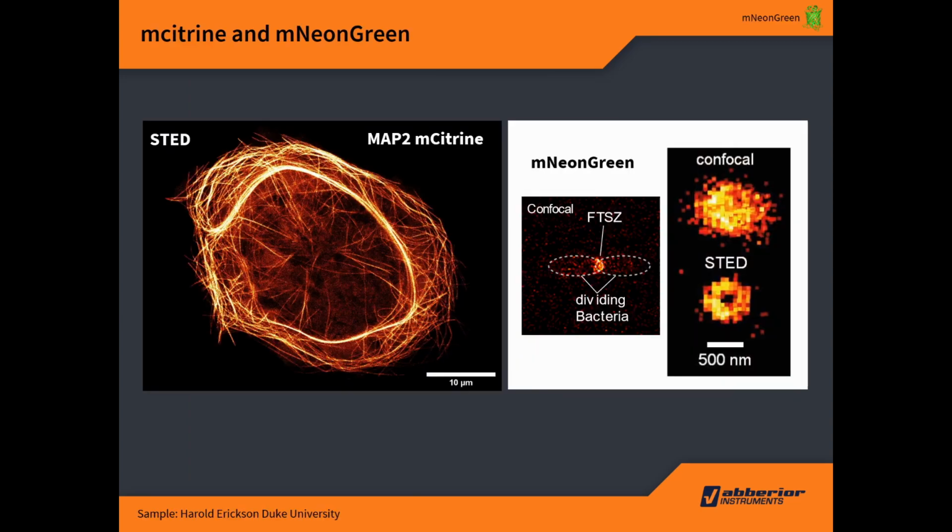One example for STED super-resolution on a fluorescent protein is the localization of the microtubule binding protein MAP2 labeled with mCitrine, as seen on the left. Another protein is FtsZ in dividing bacteria, here visualized with mNeonGreen in confocal and STED, seen on the right. While in confocal no substructure is visible, the use of abberior EZ3D STED enables us to visualize the ring structure of FtsZ in living bacteria.